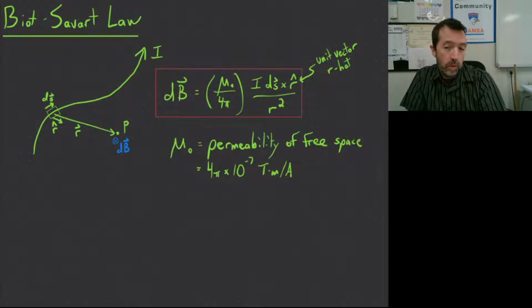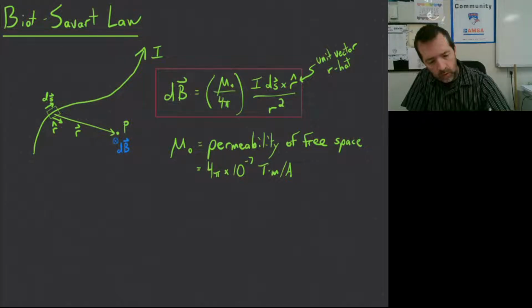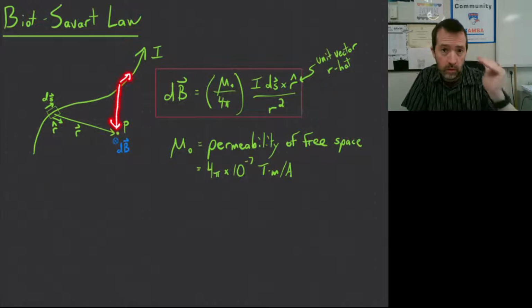If you perform that same cross product for any other section of this current, you're going to get the same result. So like if I had a little ds that was here and the r vector went like this, you can even test that out with your right-hand rule, and you'll find that the direction of the cross product result is still into the screen.